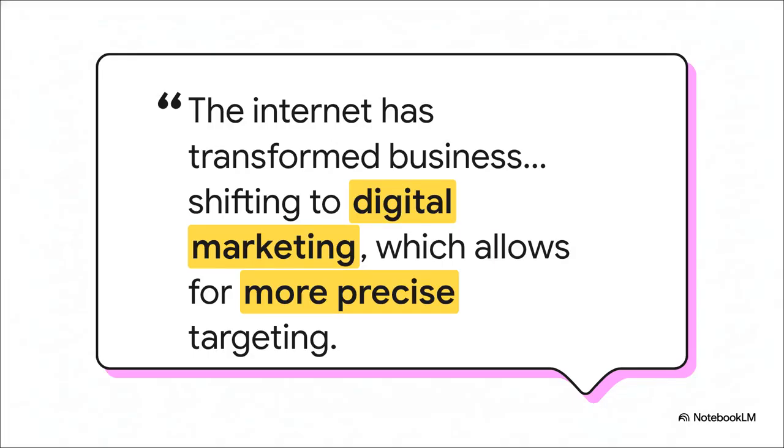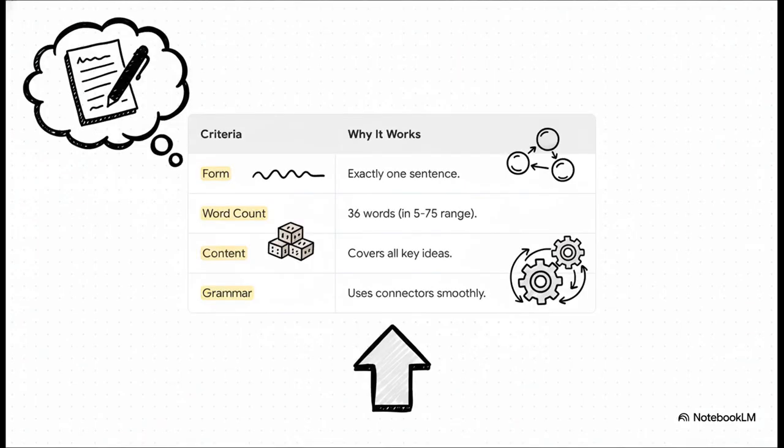The internet has transformed modern business operations by shifting focus from traditional advertising to digital marketing, which allows for more precise audience targeting while remaining significantly more cost-effective. It's just one flowing sentence that captures all of the main ideas. Beautiful. So why is this a perfect answer? Let's quickly break it down.